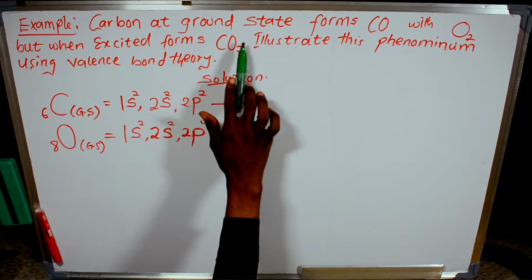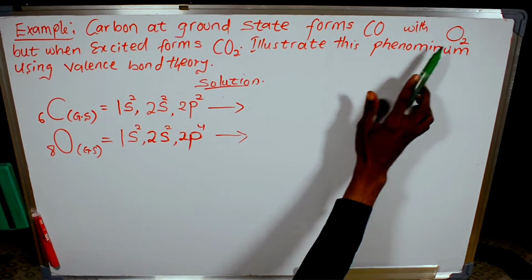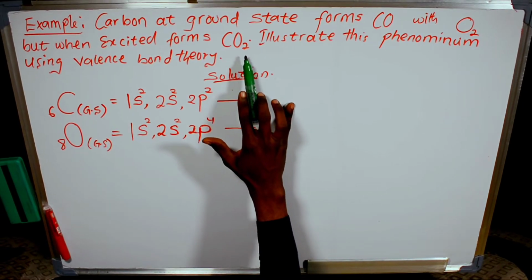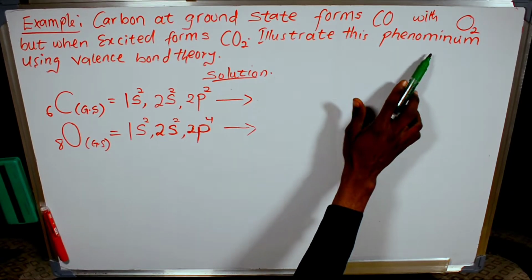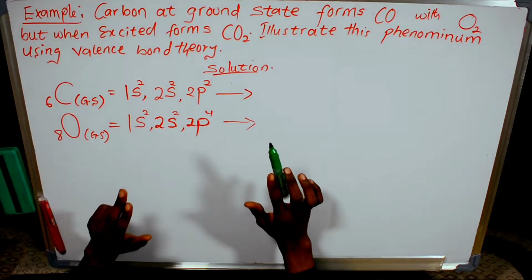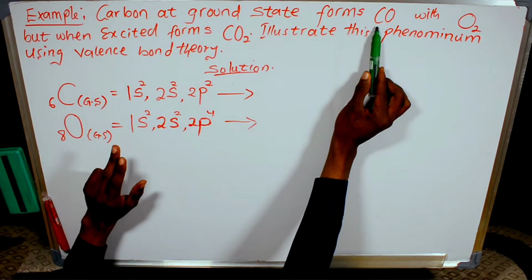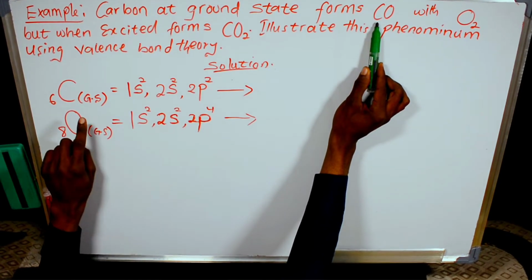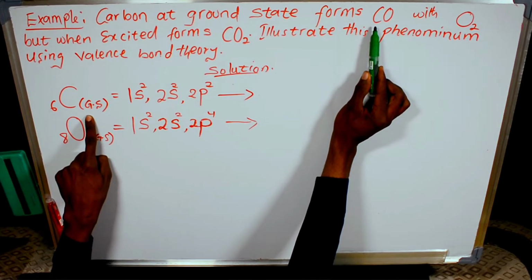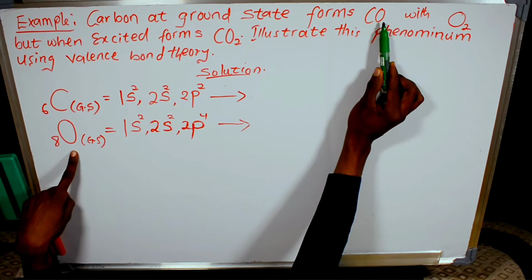Example: carbon at ground state forms carbon monoxide with two molecules of oxygen, but when excited forms carbon dioxide. The question says, illustrate this phenomenon using valence bond theory. So let's see the solution. The first step here is carbon monoxide. First, bring this carbon and put it in its ground state. This is carbon at ground state. Then oxygen. This is oxygen at its ground state.